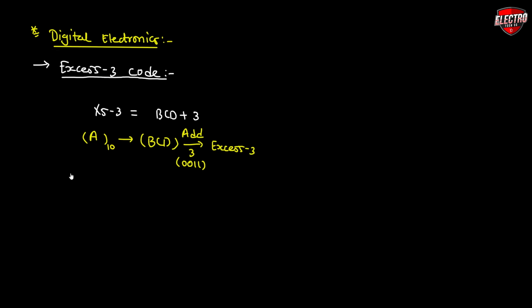Okay, for example, we have one decimal number, 5. 5 is a decimal number. So first you have to convert this decimal number into BCD code. To convert into a BCD code, we use one code, that is 8421. So the BCD code for 5 is 4 plus 1. Okay, so remaining bits are 0, 0, 1, 0, 1. This is the BCD code of decimal value 5.